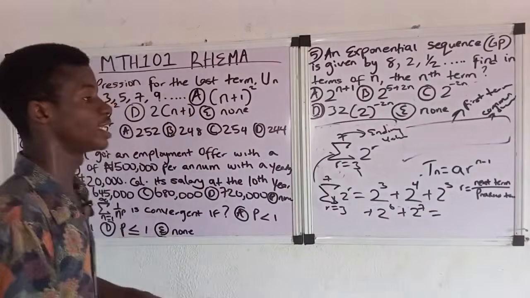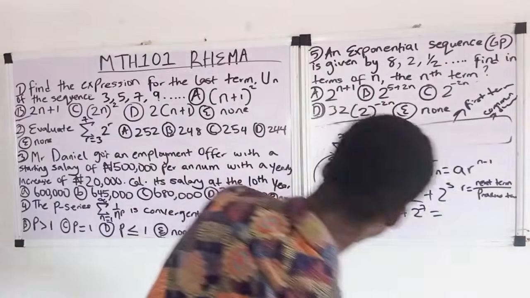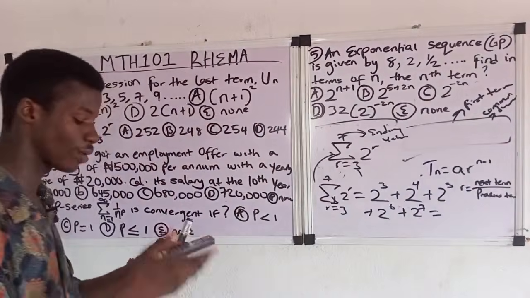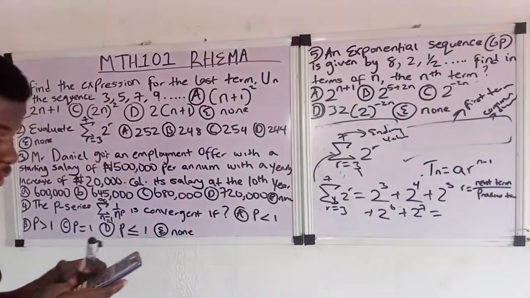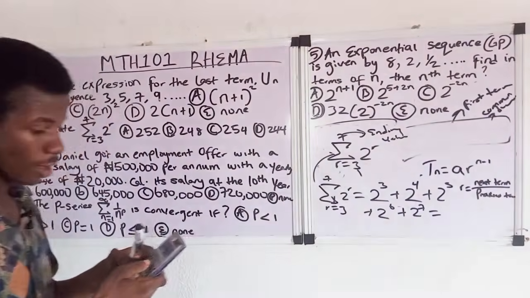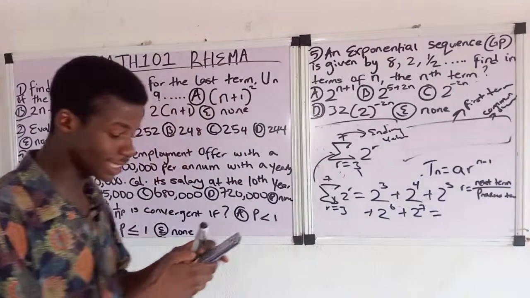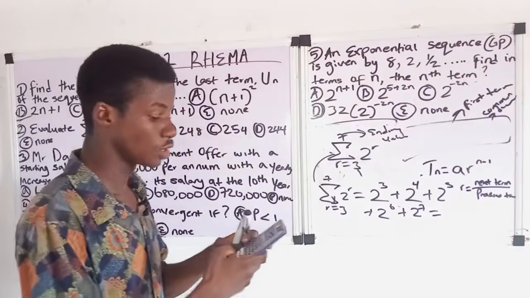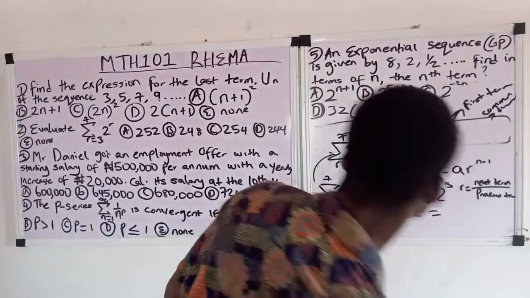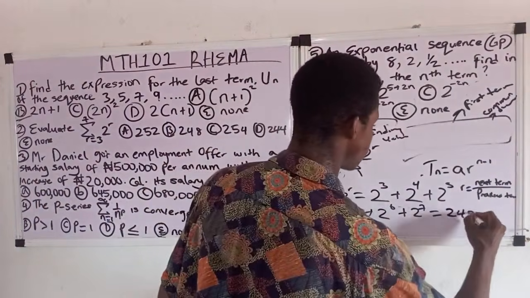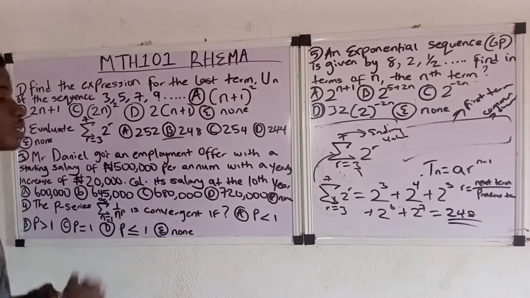I told you that 7 is the ending value. If we add everything, let's see what our answer will be. 2 raised to the power 3 plus 2 raised to the power 4, plus 2 raised to the power 5, plus 2 raised to the power 6, plus 2 raised to the power 7. Our answer will be 248. So that would be our answer, which is B, 248.